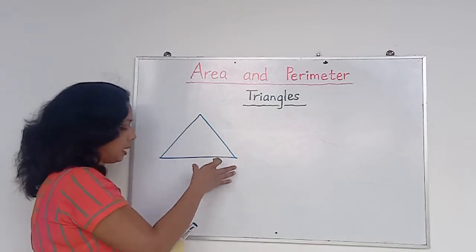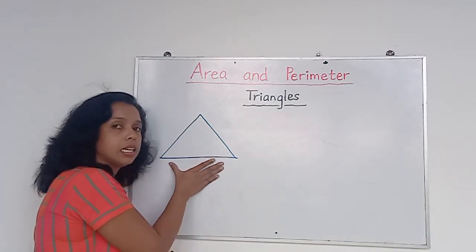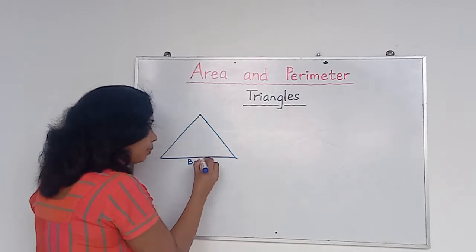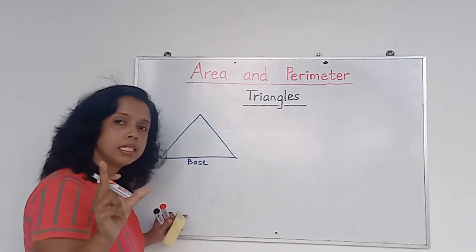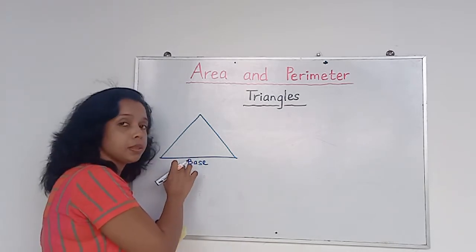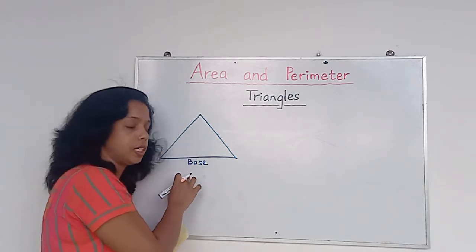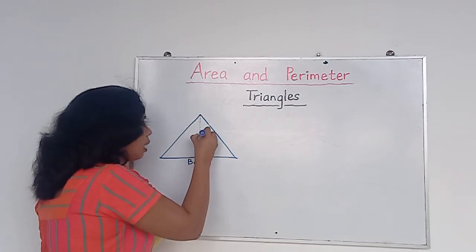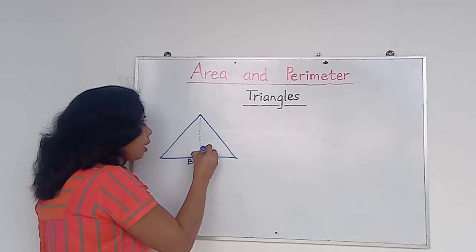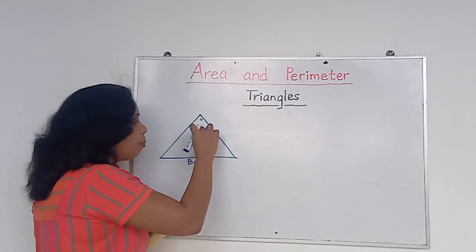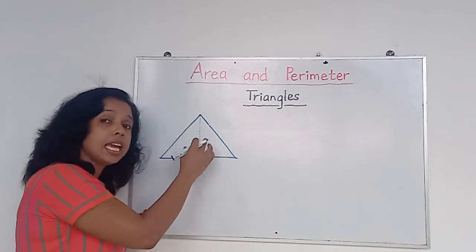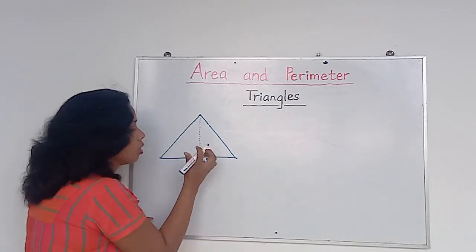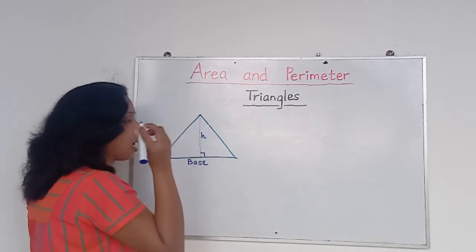Out of these three sides, I am going to consider this side as the base. If I consider this side as my base in this picture, definitely the line I consider as the perpendicular height should be drawn against this line, or this base. So this is my perpendicular height.